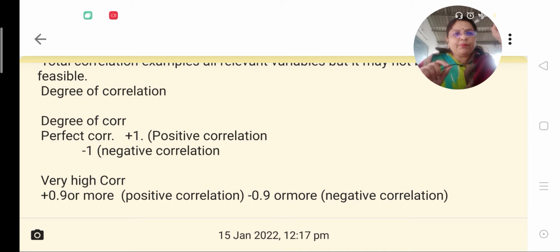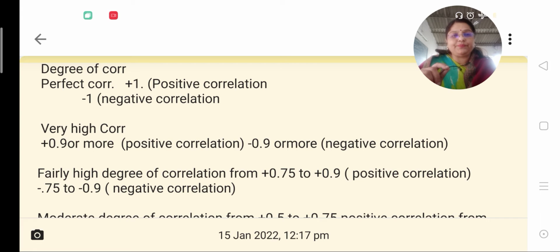We will say that there is a perfect correlation, a perfect positive correlation between the variables if the value of r is +1, and a perfect negative correlation if the value of r is -1. If the value of r is +0.9 or more, we will say that there is a very high degree of positive correlation. If the value of r is -0.9 or less, we will say that there is a very high negative correlation.